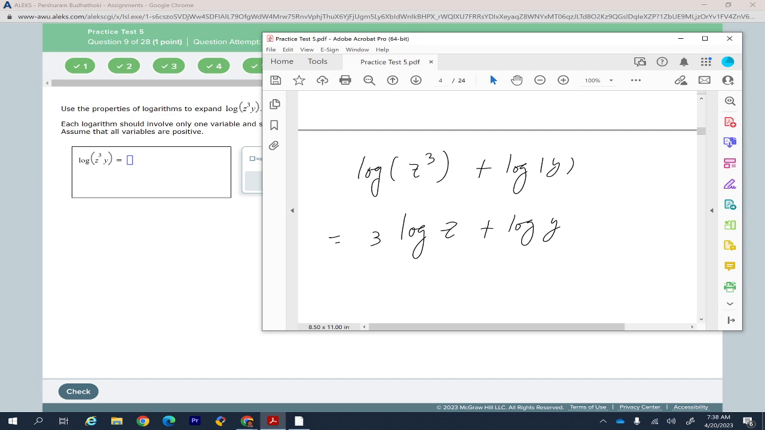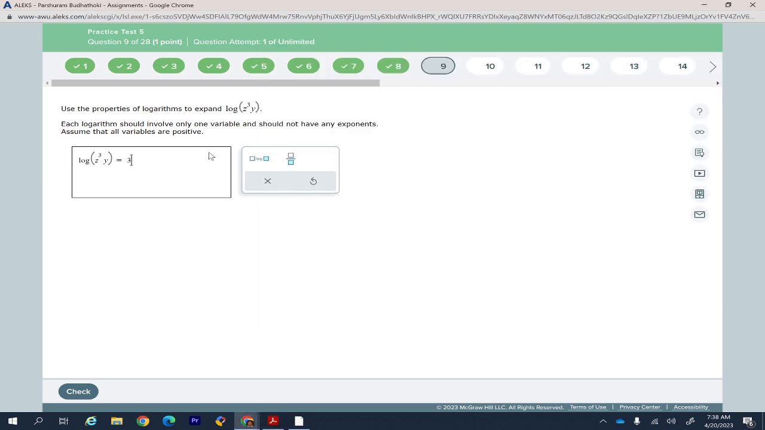Remember, you have to read the instruction. They are saying they don't want any variable with a power, so you have to bring this 3 down here. So the answer is 3 log z plus log y.